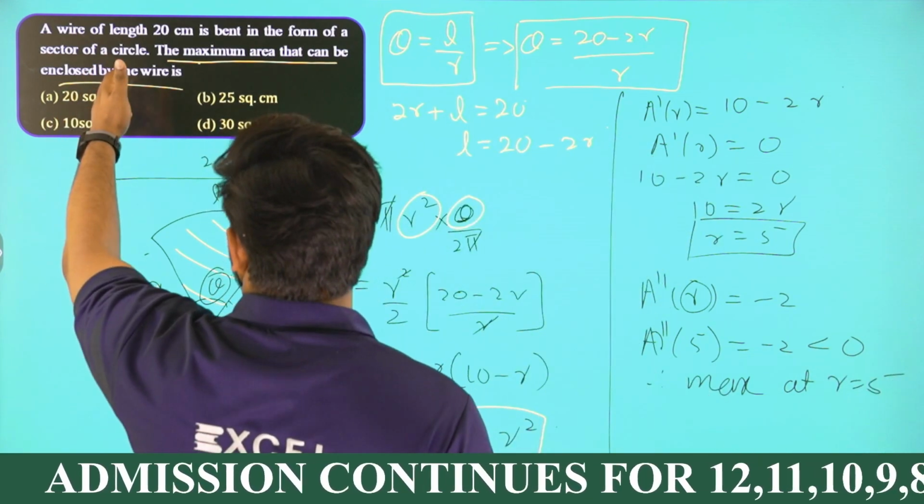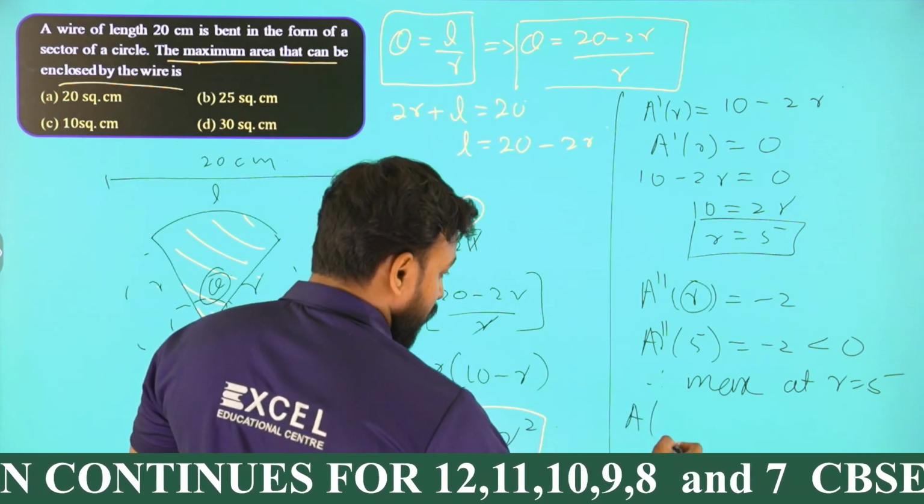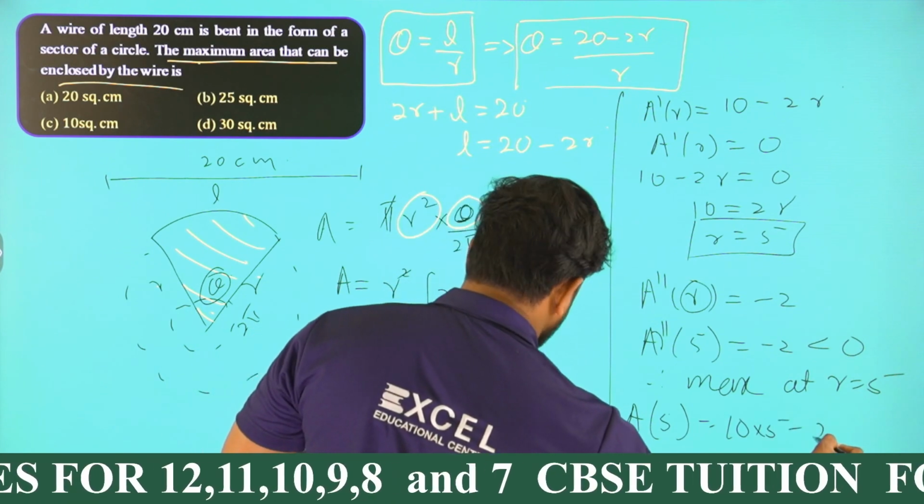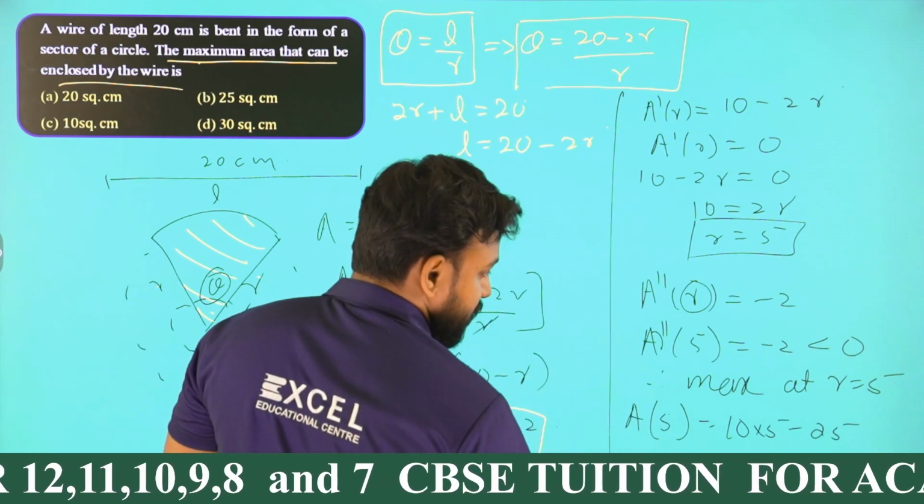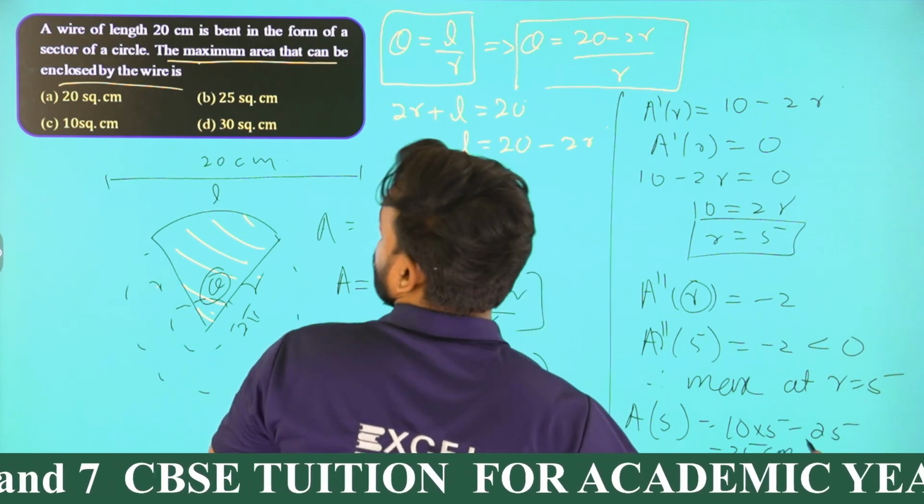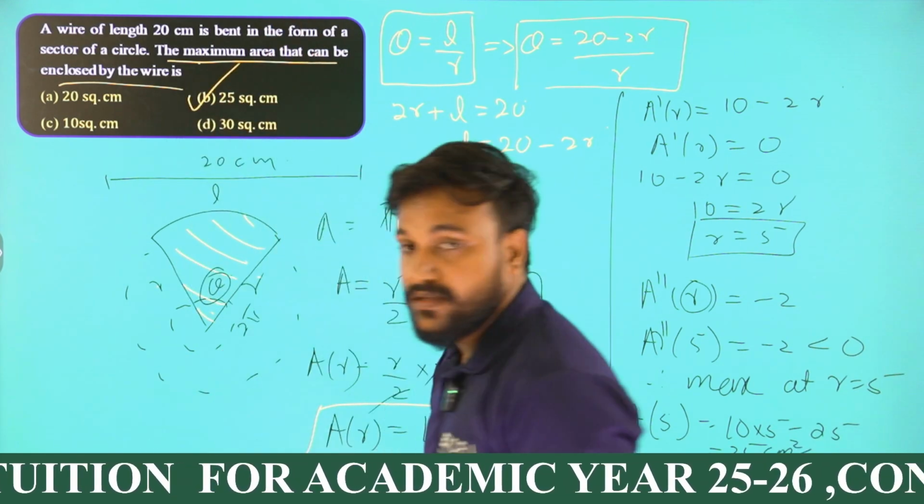Then we need to find the area, right? We have the equation for area here. So A of 5 is equal to 10 into 5 minus 5 square, that is 50 minus 25, it's 25 centimeter square. Which option? Option B. Okay.